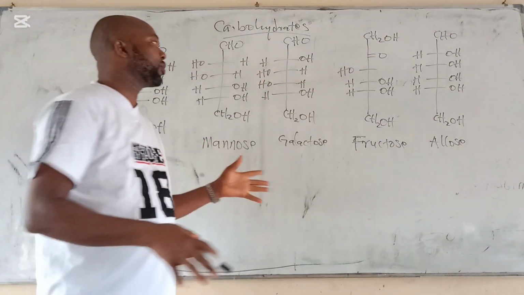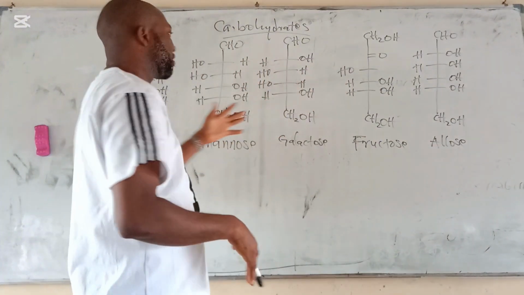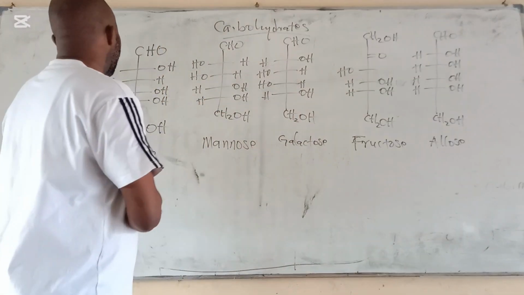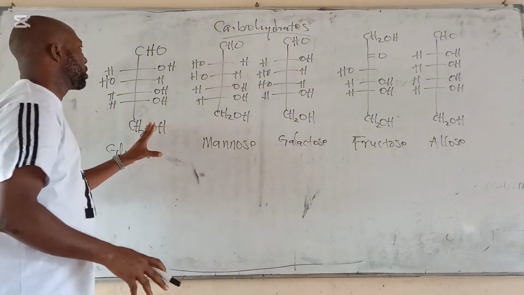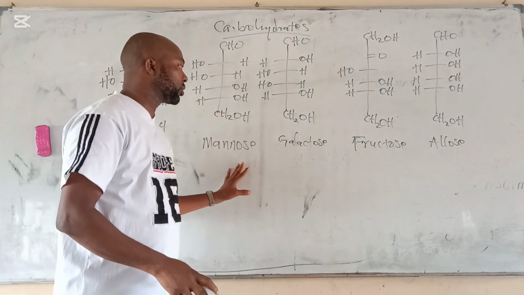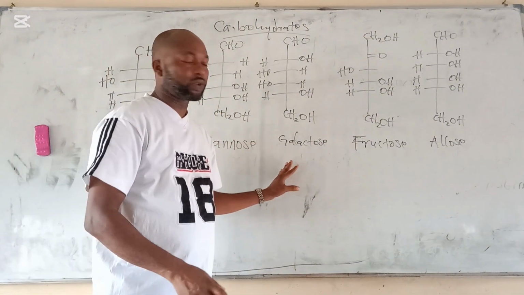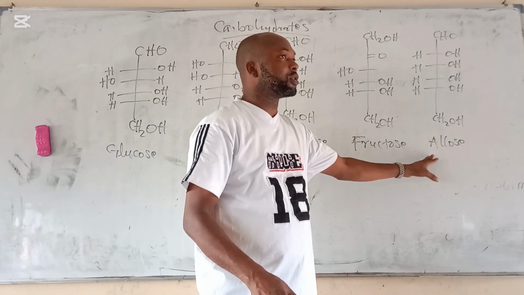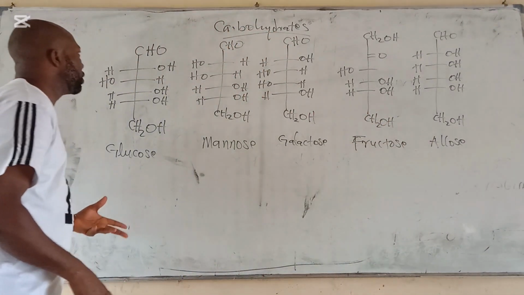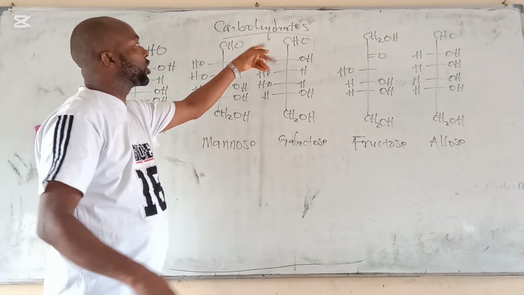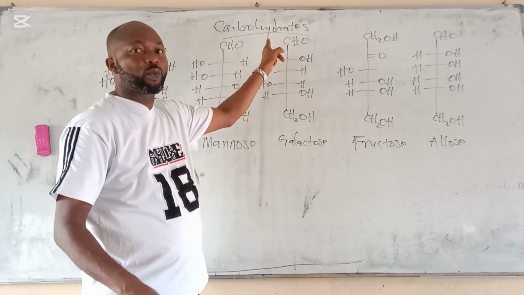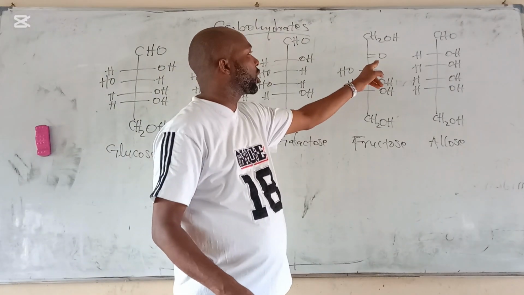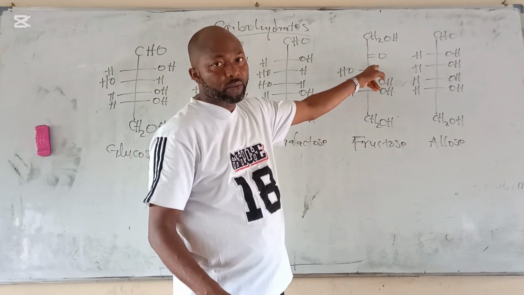So these are simple examples. I have a whole lot of them, but because of space, let's take these ones and use them to elucidate. The first one here is glucose. The second one is mannose. The third one is galactose. The next one is fructose. And this is allulose. If you look very well, you see that these are aldose sugars because they have the aldehydic functional group. But fructose is a keto sugar, because it has a keto functional group.